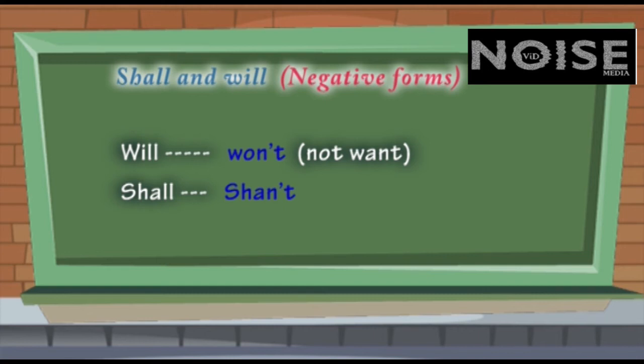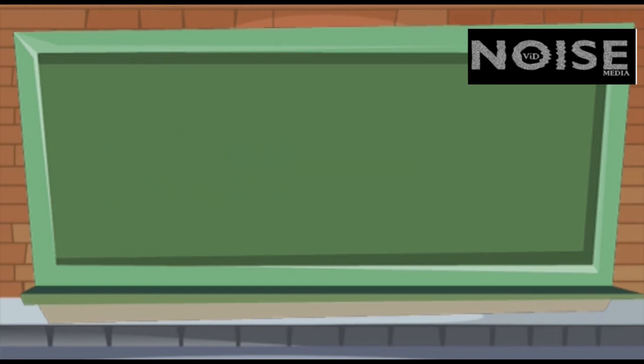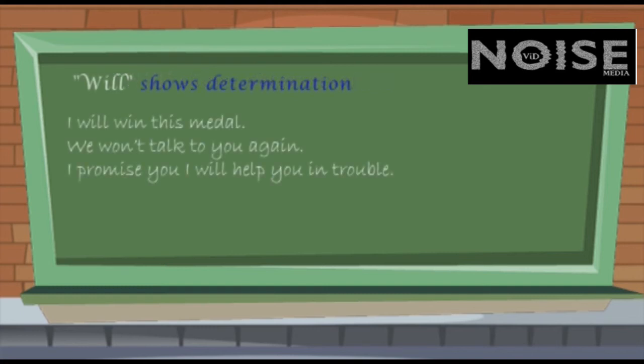In the first person of the future, shall and will are often used without a definite rule, but there are certain instances where the use of one instead of the other may sound strange to an Englishman. If we are determined to do something in the future, we can use will instead of shall in the first person and emphasize it in order to show our determination. Examples: I will win this medal. He won't talk to you again. I promise you I will help you in trouble.